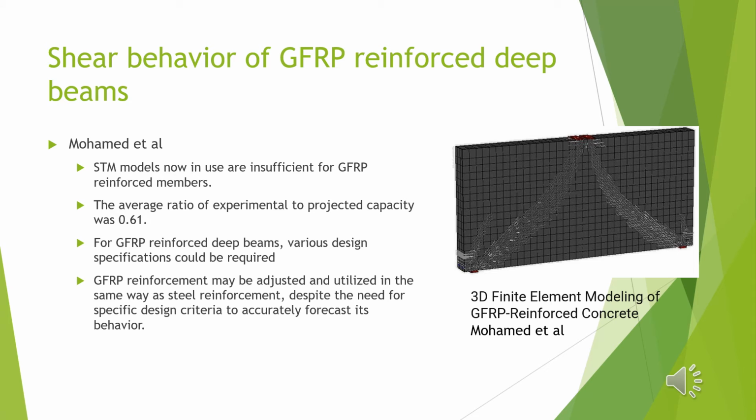As a suggestion, the STM models were used on the GFRP reinforcement members, with the average ratio of the experimental projects to the capacity in this case being 0.61. This is very similar to the example in chapter 12 of the course, because it's possible to use STM models to review the behavior of structural members.